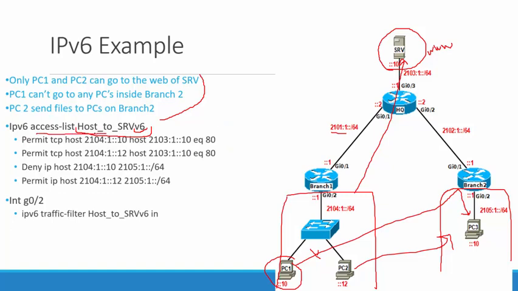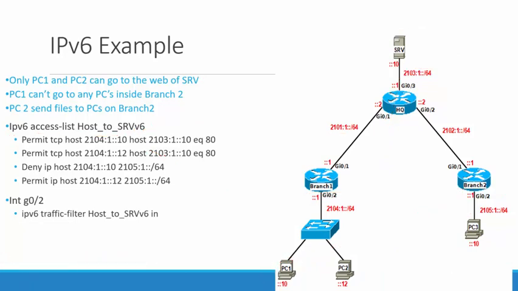Now we're in our sub configuration. Permit TCP host 2104:1:10. That's PC1, right? To go to host 2103:1:10 EQ 80. So it says you're allowed to go to the web of this guy. And so we've allowed PC1 through, now let's allow PC2 through.